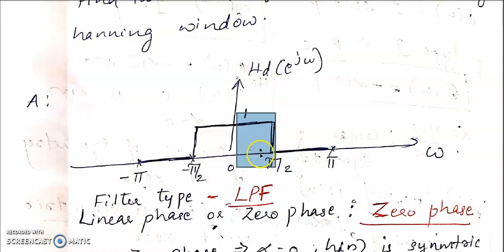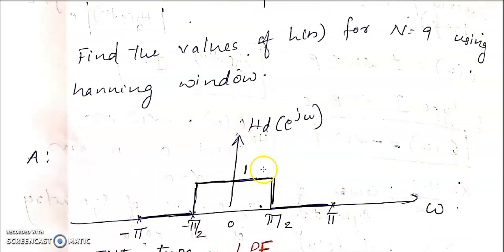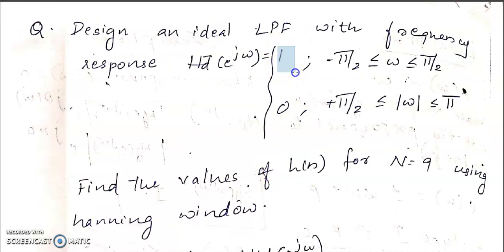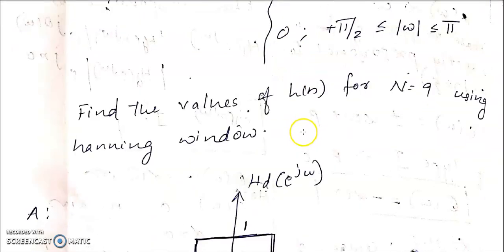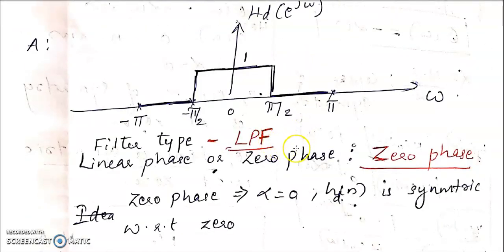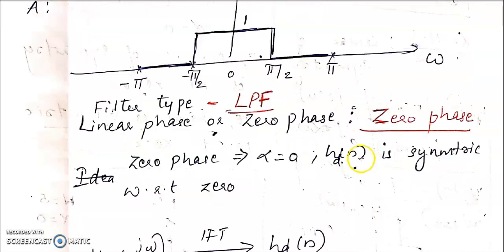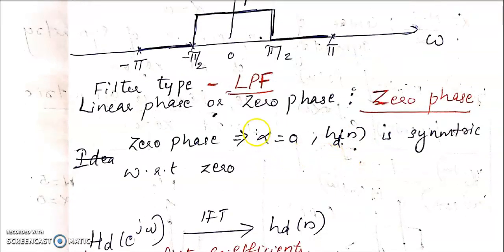So the second thing is that we want to check whether it is a linear phase or a zero phase. How can we do that? We can check the frequency response. In the frequency response, the phase term, that is e raised to j theta, theta will represent the phase. That term is 0. So it is a zero phase. What is the specialty of the zero phase filter? The center of symmetry is 0, alpha is 0. With respect to the origin, we have symmetric filter coefficients. That is, HD of n is symmetric with respect to 0.